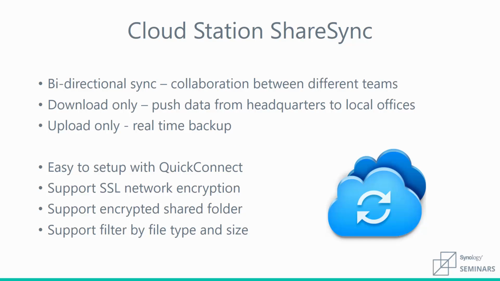So when initially setting up ShareSync, you're able to do one of three different sync types, either bidirectional, download only, or upload only. This software is very easy to set up when utilizing Quick Connect, as it does not require any complicated network management to make sure this sync is happening. We also support SSL network encryption, so the data is encrypted in transit, as well as supported encrypted shared folders, so the data is encrypted at rest as well. If you only want to sync certain files, we offer a full filter where you can specify which files you want to sync, so those large media files will not get synced up to the remote locations.